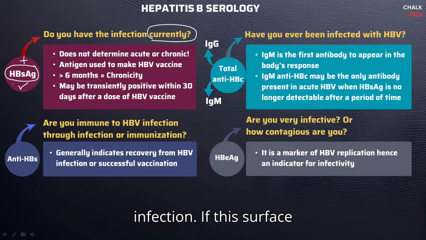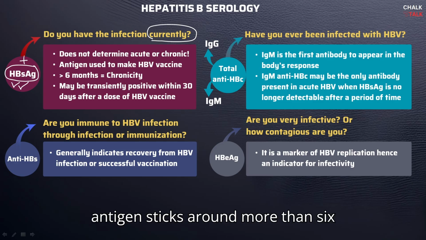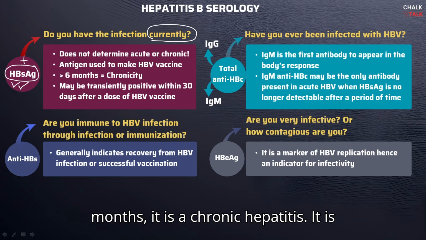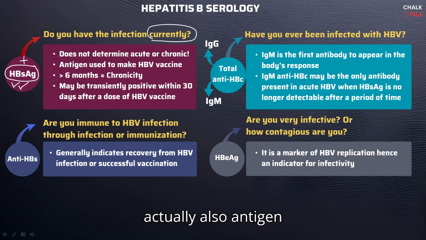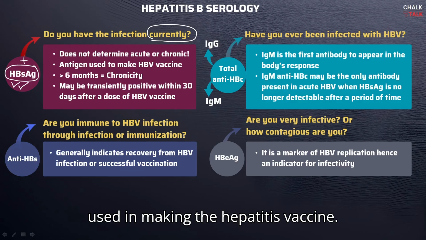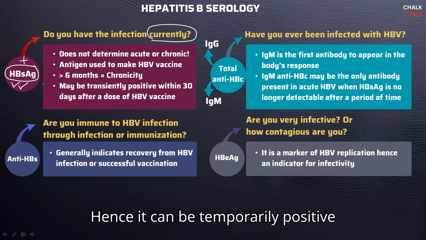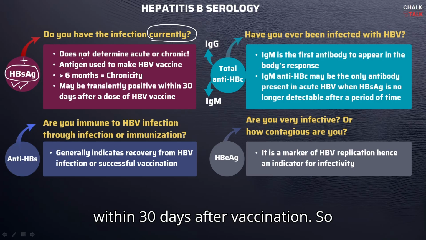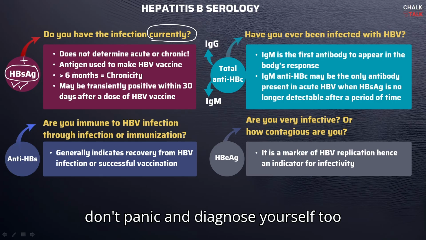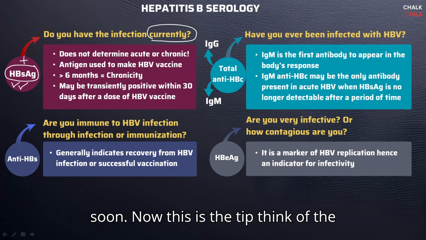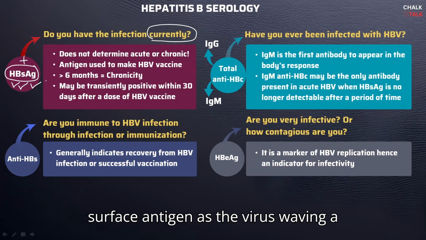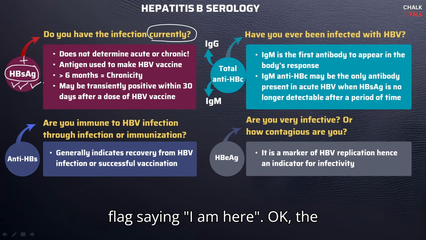Okay, if this surface antigen sticks around more than 6 months, it is a chronic hepatitis B. It is actually also the same antigen used in making the hepatitis B vaccine. Hence, it can be temporarily positive within 30 days after vaccination. So don't panic and diagnose yourself too soon. Now, this is the tip. Think of the surface antigen as the virus waving a flag saying, I am here.